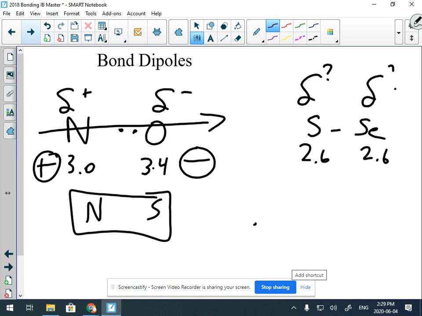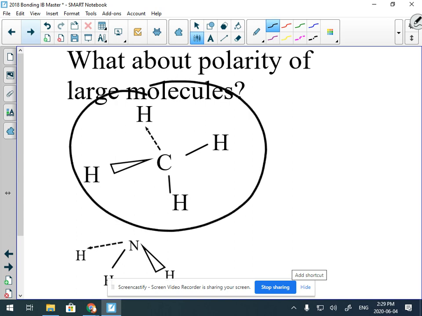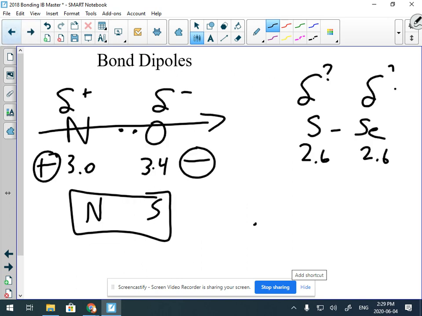Now, that's for very, very simple systems. We're going to take a look at bigger molecules, because very few molecules are diatomic, just 2. How do you tell if this molecule is polar? And what does it even mean to be polar?